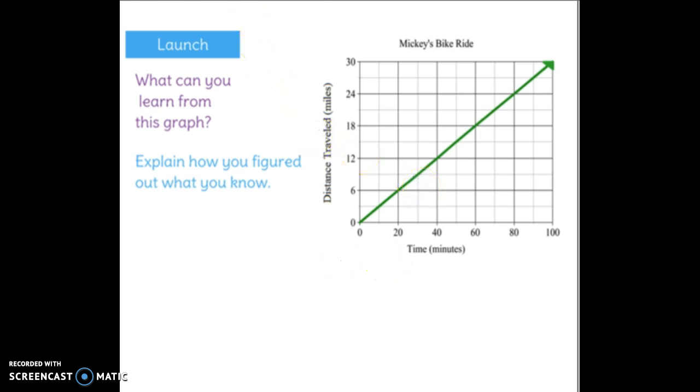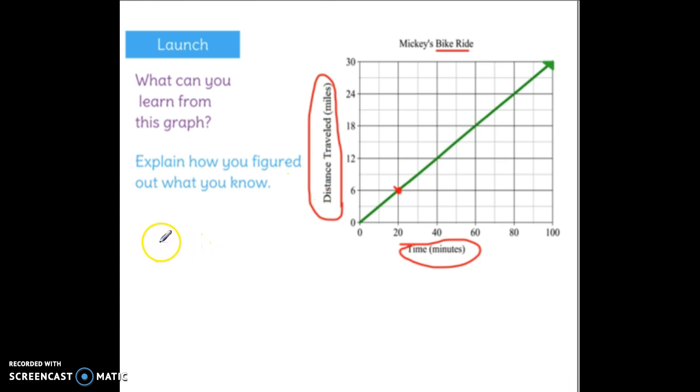So let's just pick a point on the graph. In this case, I'm going to pick this one right here. Okay? And so we need to tell, what does it mean? Well, the first thing you want to do is look at your labels. This is the distance traveled and how many minutes it took. And apparently somebody's on a bike ride.